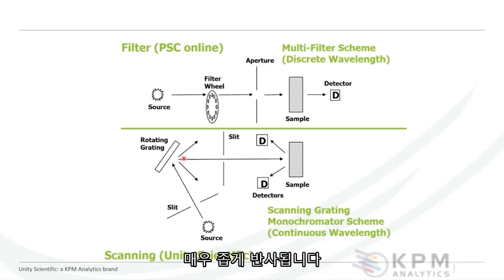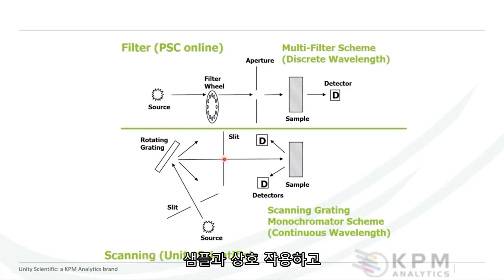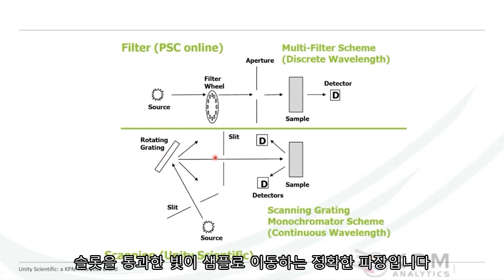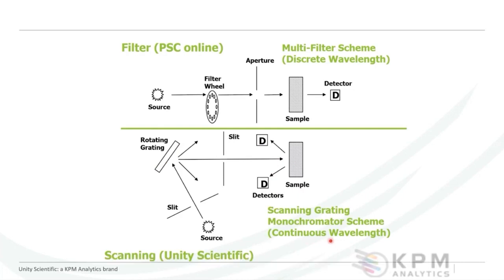That light reflects off of the grating, and a very narrow, very precise segment of wavelengths passes through a slit, interacts with a sample, and is collected by the detectors. So at any exact position of this rotating grating, based on that position, we know the exact wavelength that is passing through the slit and is going to our sample. As this grating rotates, we can collect the energy and we can collect a full spectrum. So these are the two technologies that are represented within KPM.